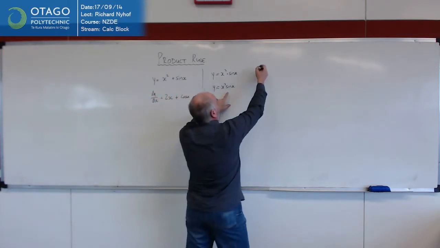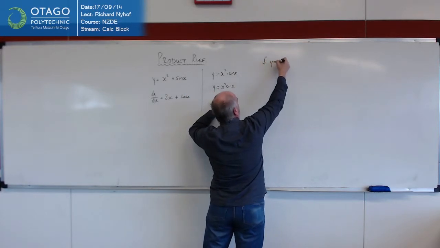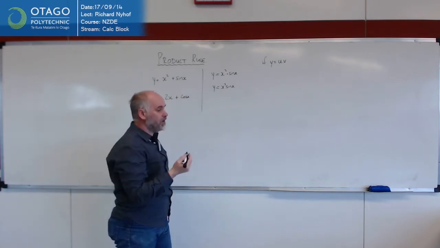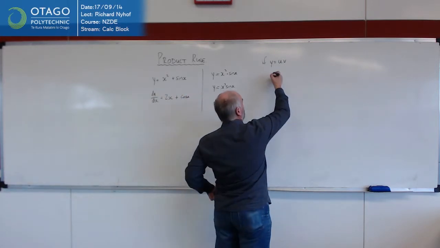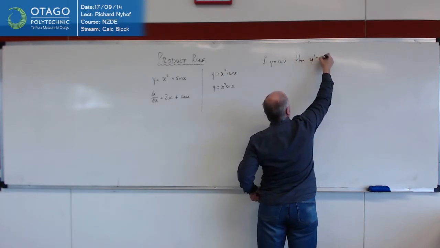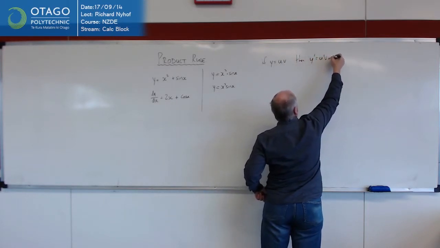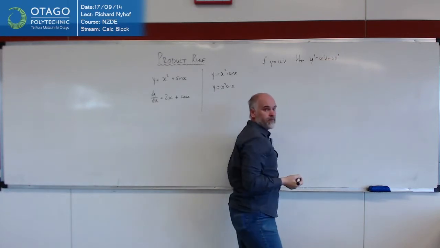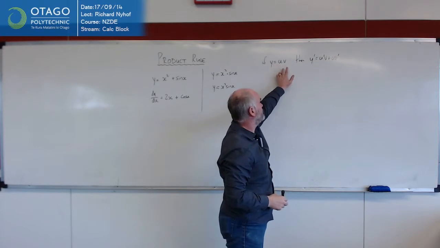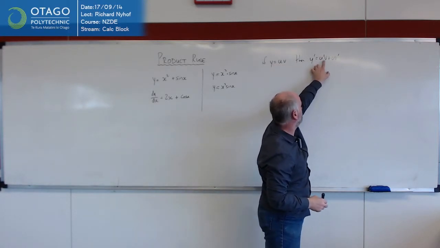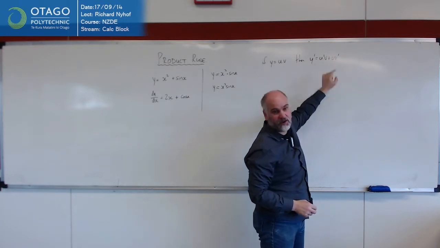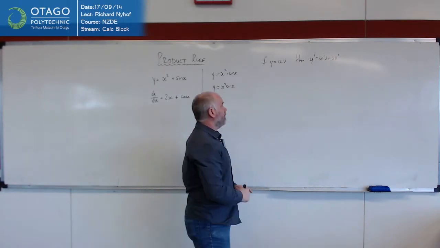So if we have y equals u times v, so there's 2 things joined together, then on your formula sheet, you'll find it says y dash is u dash v plus u v dash. Okay, so what it's saying is that you need to identify the 2 parts, you need to differentiate each bit, so you've got a u dash and you've got a v dash, and then you need to join them together in this fashion, and it will give you the derivative of the whole thing.